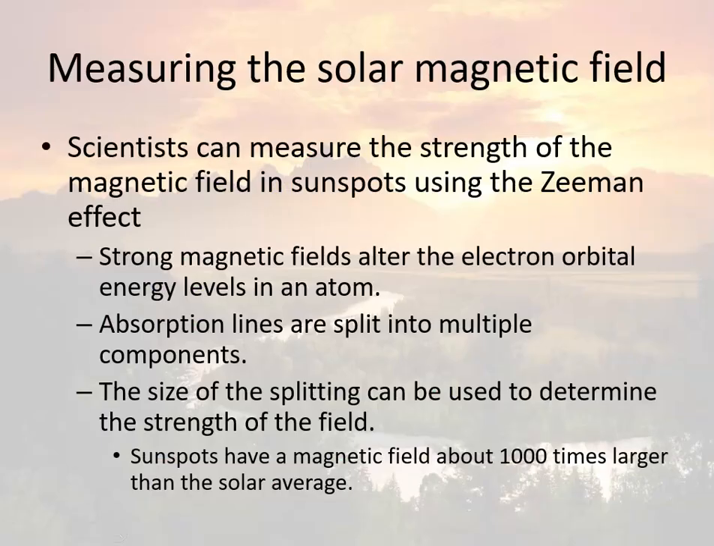Now, it is possible to use direct means to measure our sun's magnetic field. And by the way, when I say direct means, I mean a certain physical process occurs, and you can use that process itself as a sort of magnetometer. And this is called the Zeeman effect.